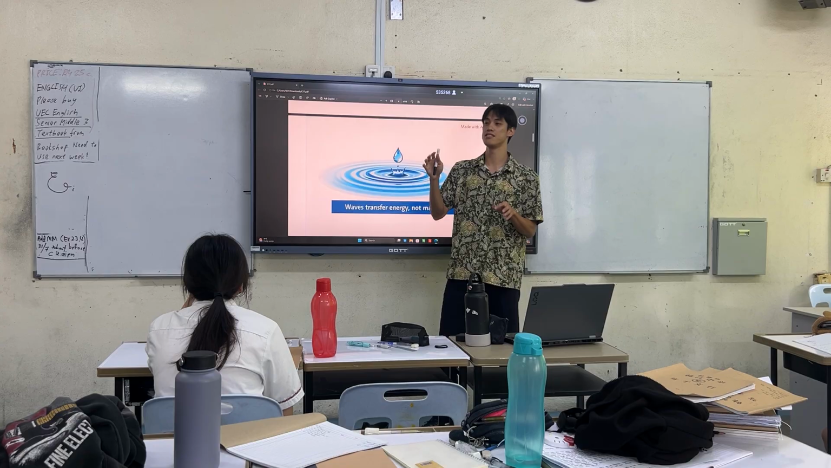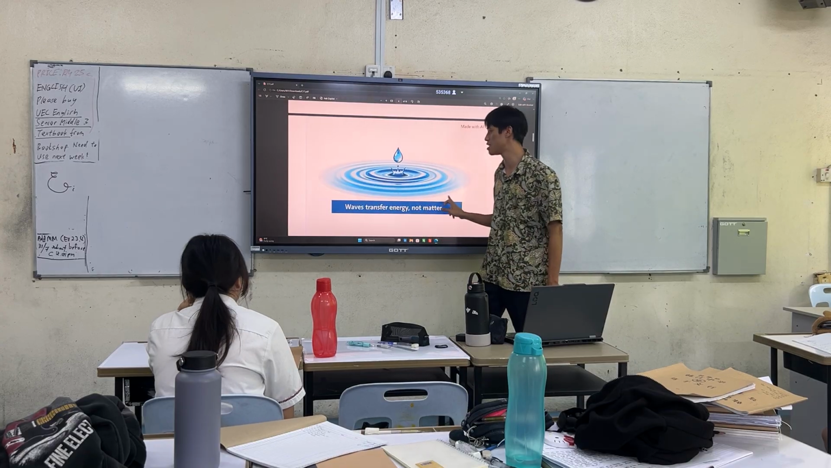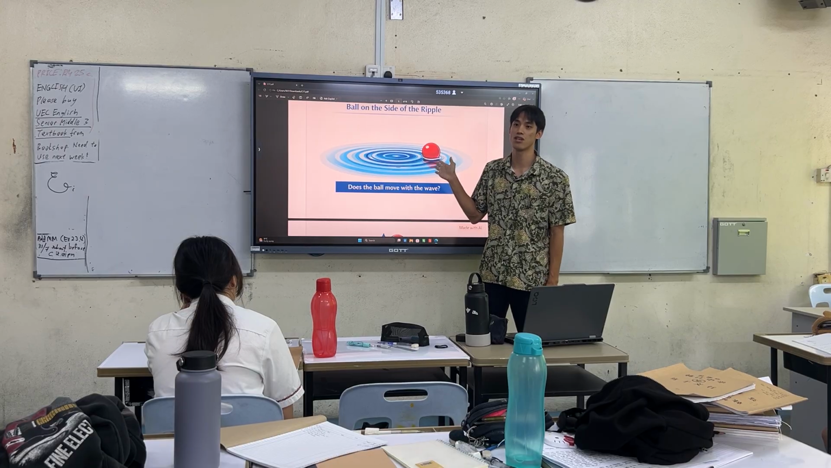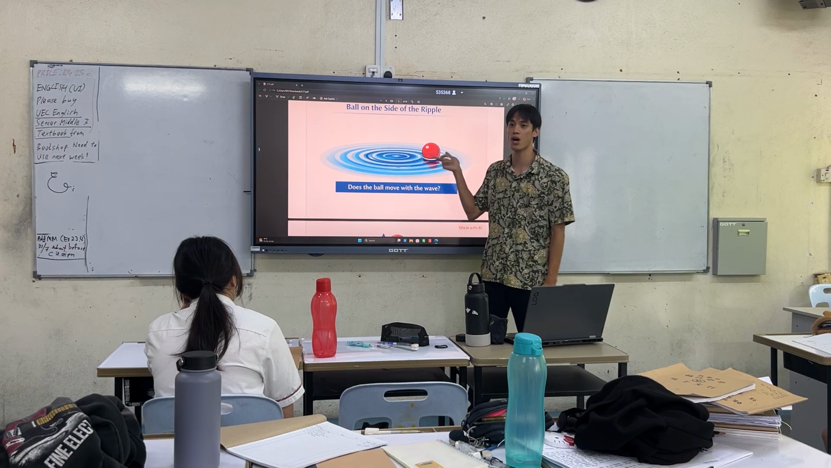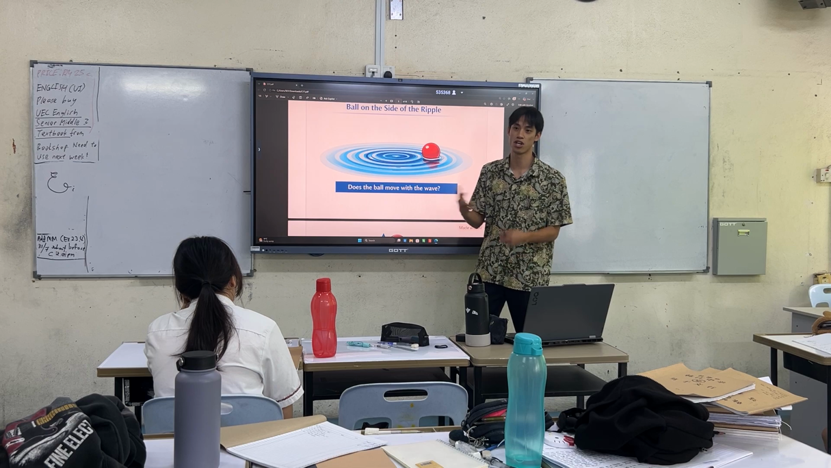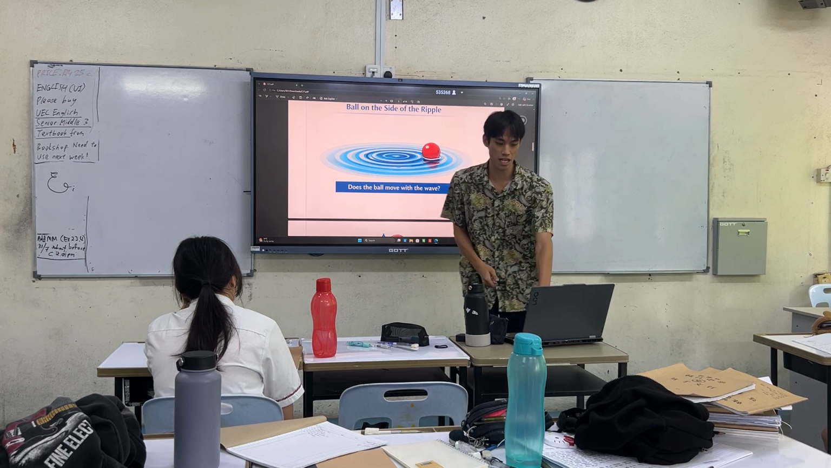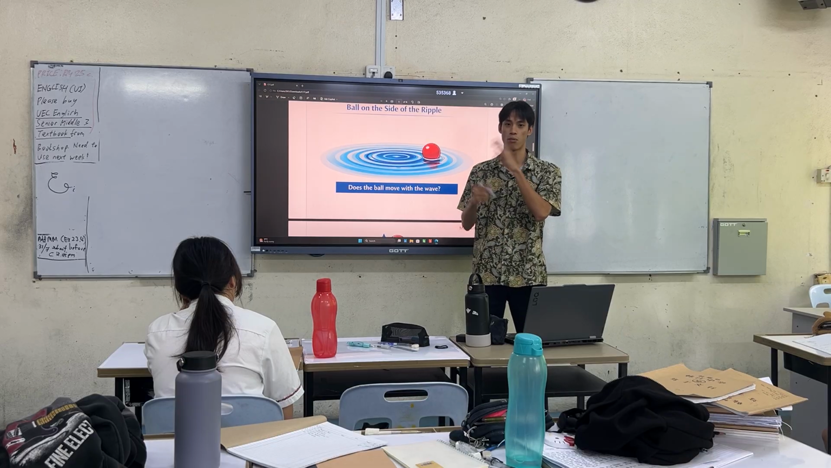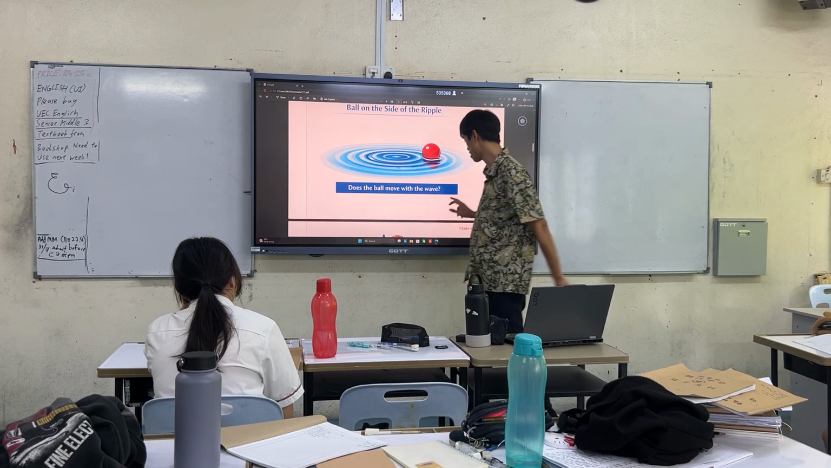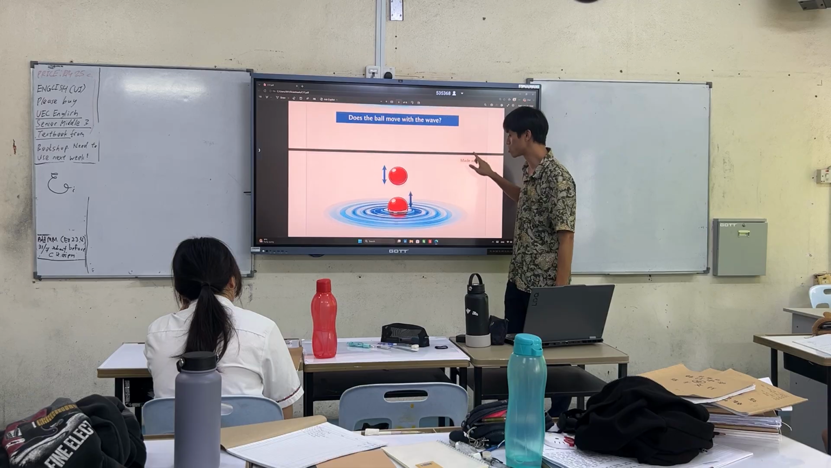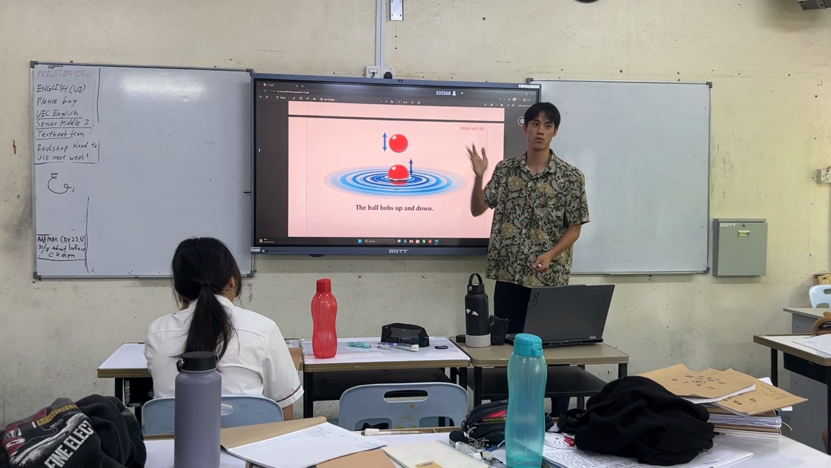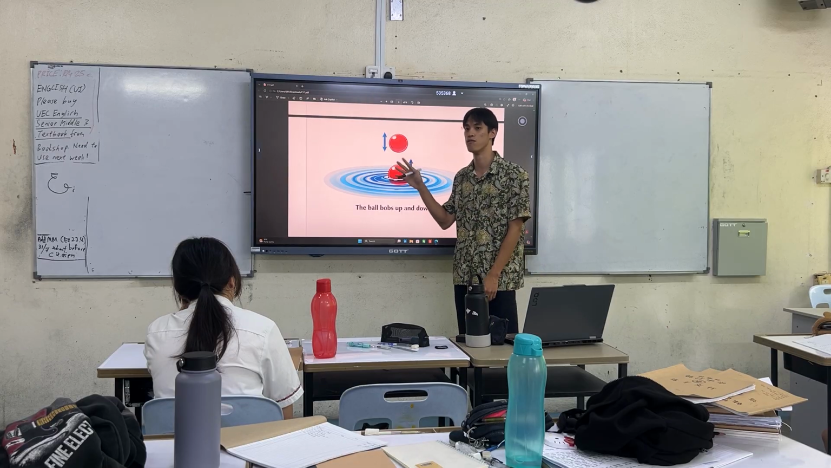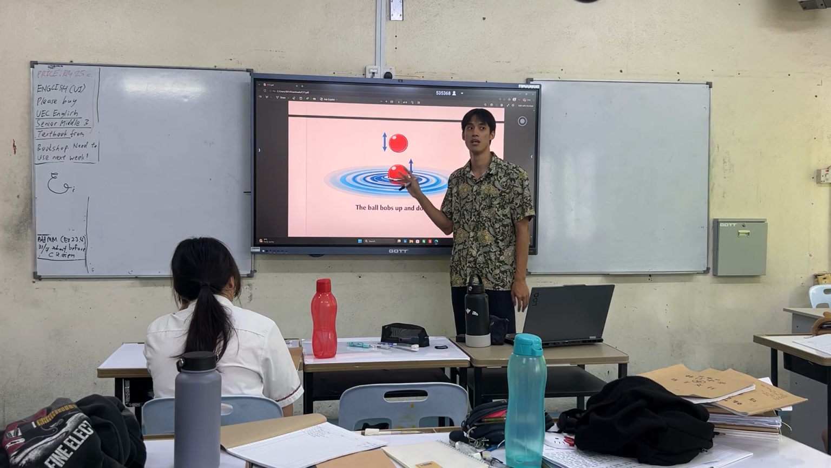But instead of just the wave, we need to study what happens if there is a ball on the wave. That means we want to figure out how the ball moves according to the wave. This is what we want to learn in today's lesson, about progressive waves. We also know that the ball will go up and down if there's a wave, and we want to form an equation to show how the ball moves. So today is about this.